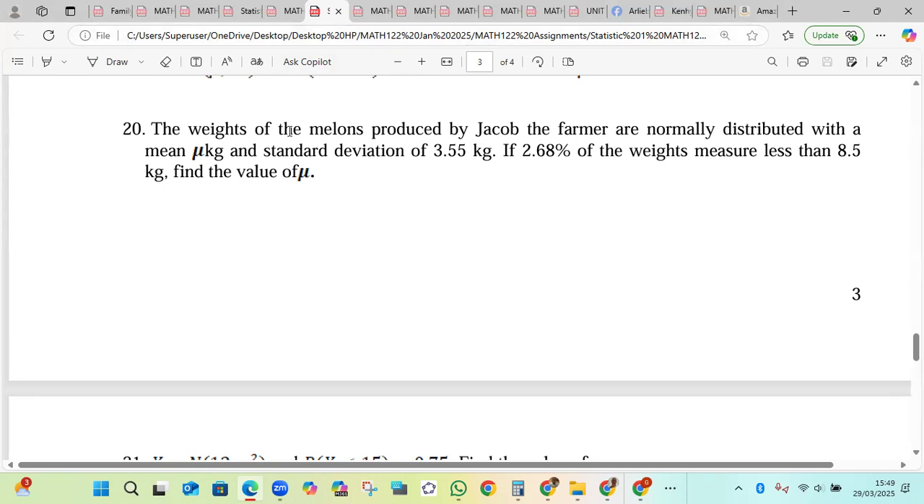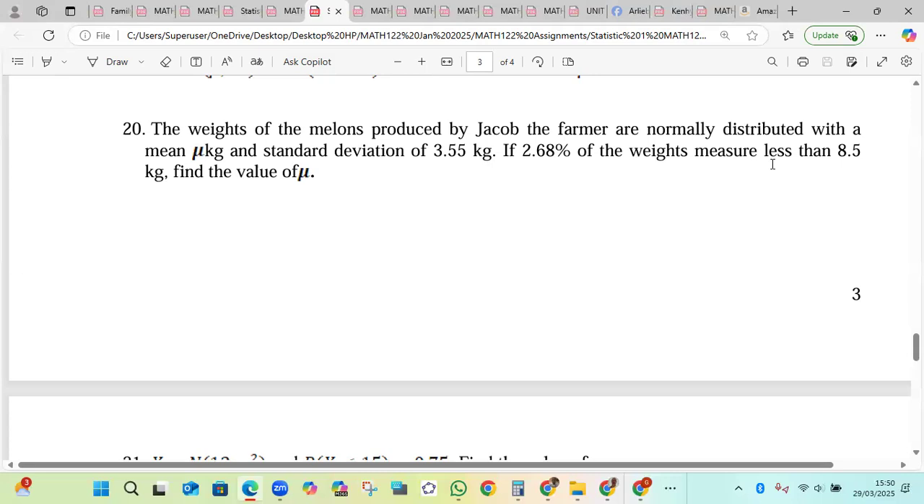The weights of the melons are normally distributed with a mean mu and a standard deviation of 3.55. Now, 2.68% is 0.0268 of the weights measuring less than 8.5. 0.0268 is less than 0.5, so this is a tail. Let's see what kind of tail. It's a left tail, since 0.0268 of the weights are less than 8.5, and less than means you shade towards the left.